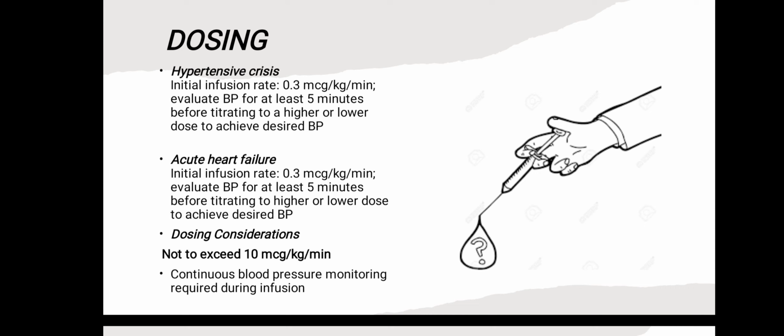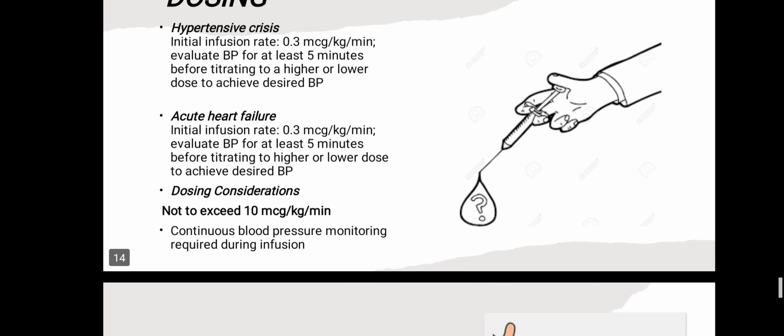Then acute heart failure. Nitroprusside is also given in acute heart failure. The initial infusion rate is 0.3 microgram per kg per minute. This dose is also managed according to the age and weight of the patients to increase or decrease to the desired blood pressure. As a dosing consideration, it should not exceed 10 microgram per kg per minute. Continuous blood pressure monitoring is also required during the infusion of nitroprusside as it is very toxic. Thanks for your attention.